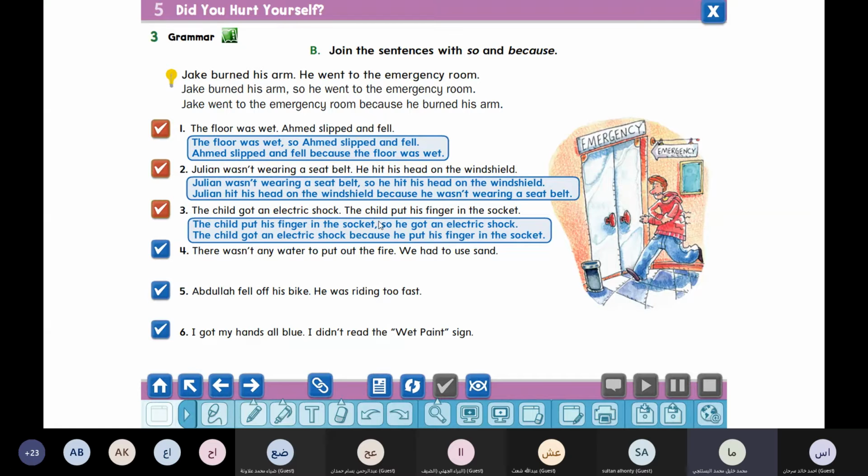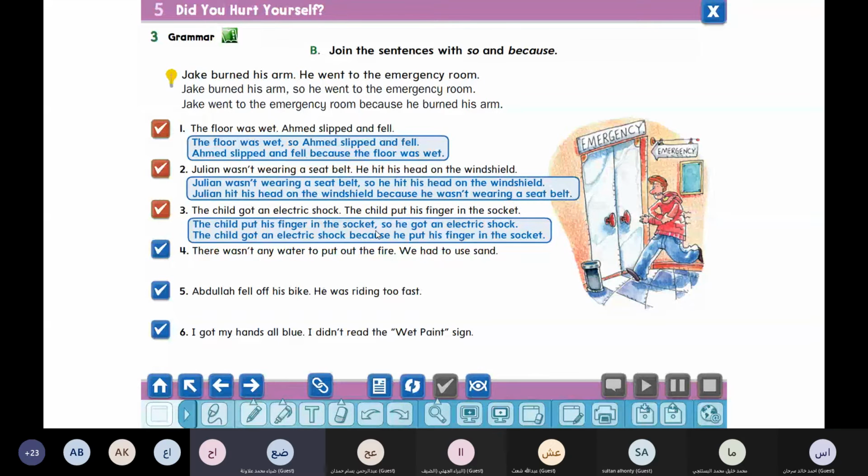And again here, to avoid repetition, we have to use the pronouns. So the child again here, we have to use he. Okay, thank you. Number 4. Can I answer? Yes. Okay.